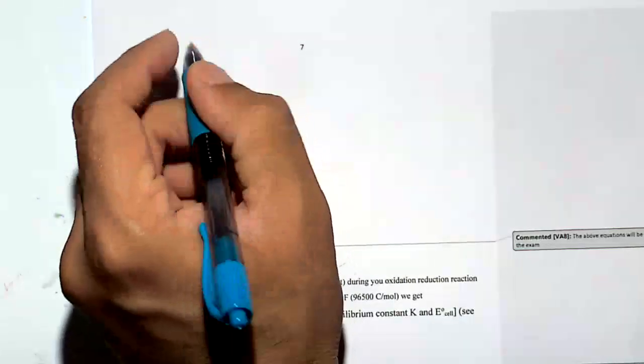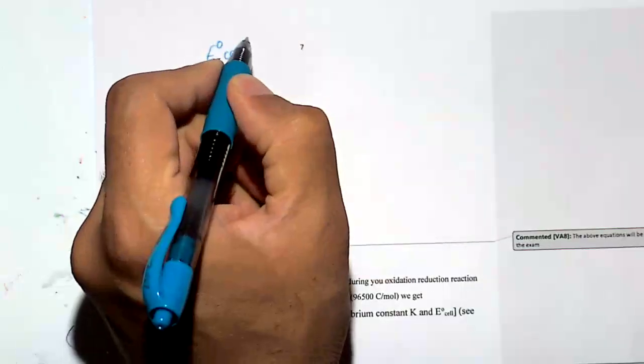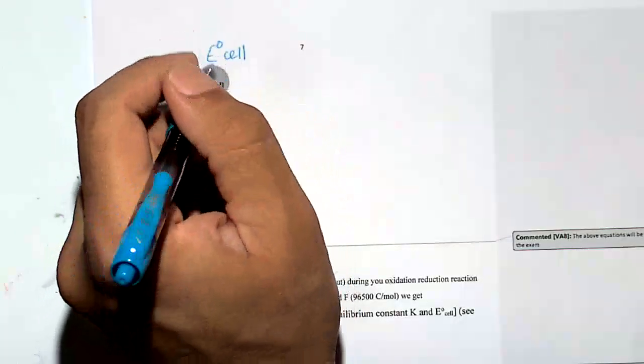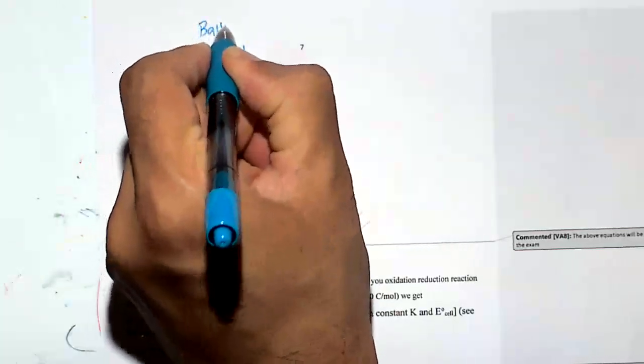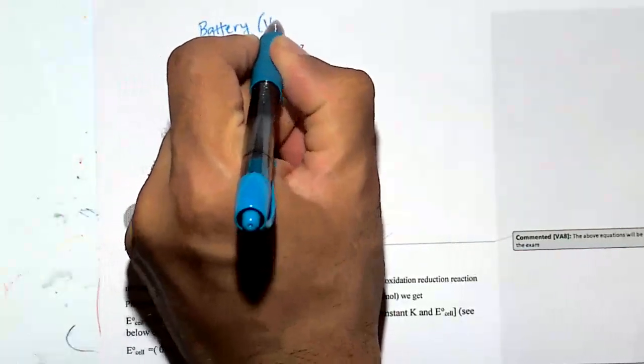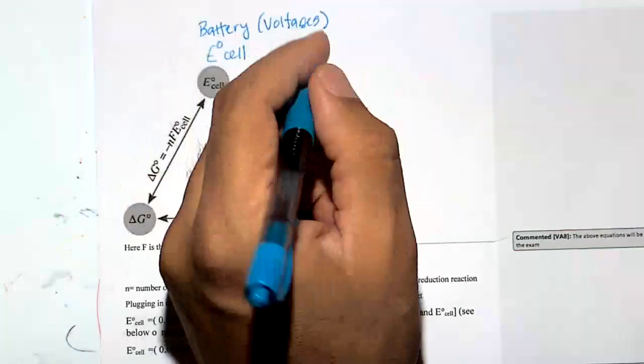Right, so this is chapter 18, okay, Ecell, which is the anode and the cathode, okay? So this is looking at a battery, voltages.